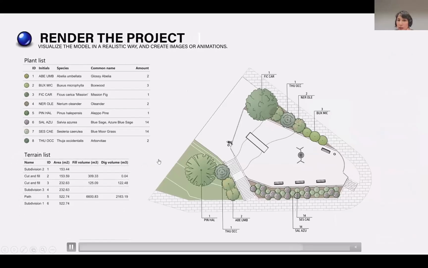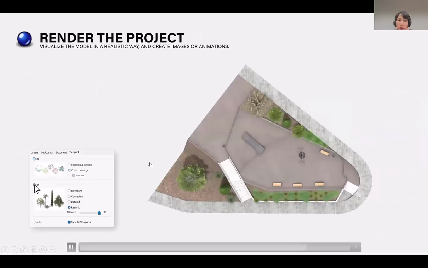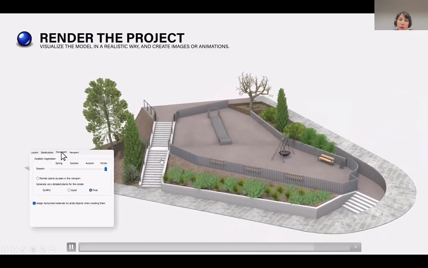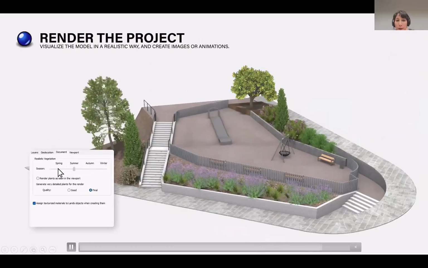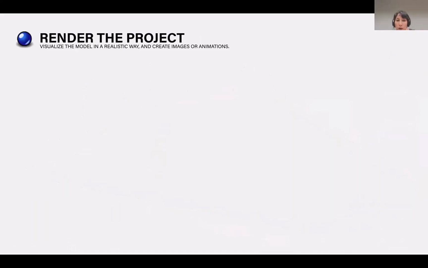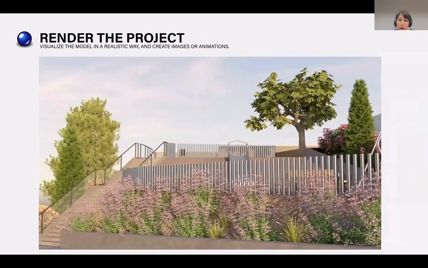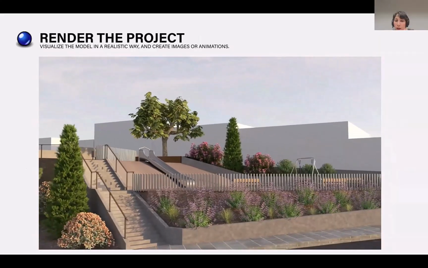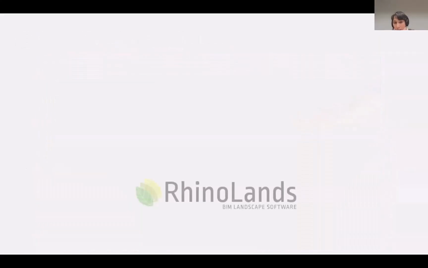You obtain the list of materials, plants, walls, stairs, and so on. And if you switch to 3D, again, you can change the season of the project. So you can see how it would be in summer or winter. And finally, if you shoot a render, you will see how the final result would look in a more realistic view.